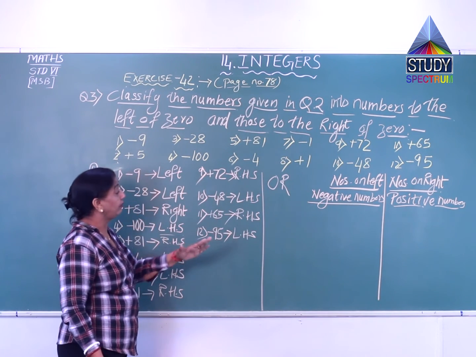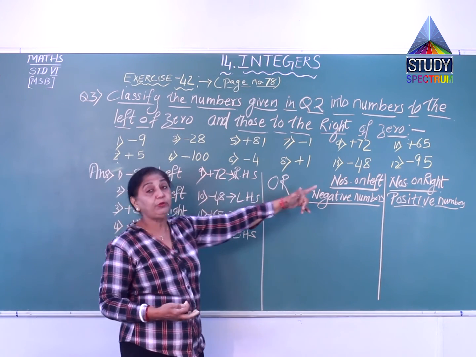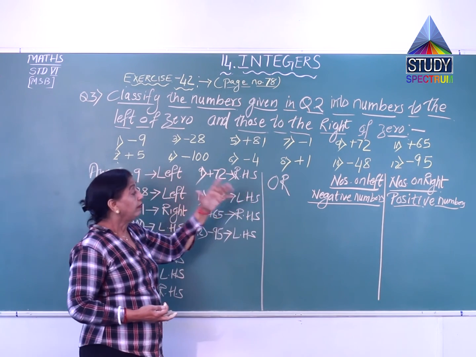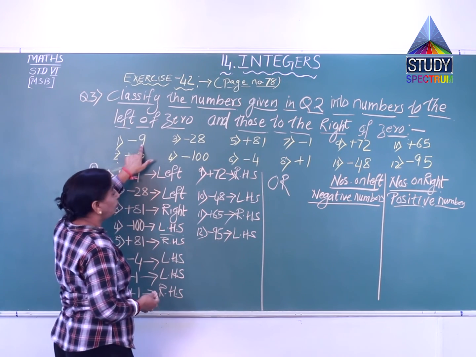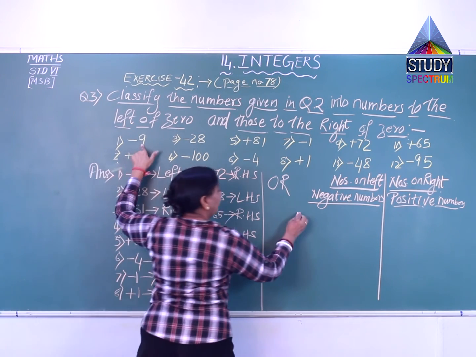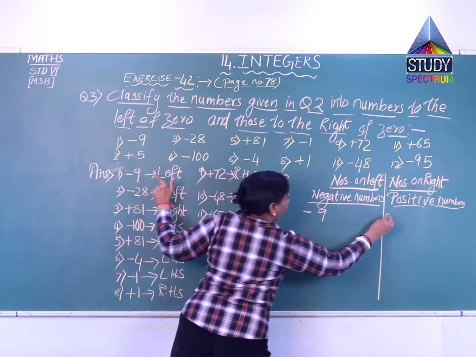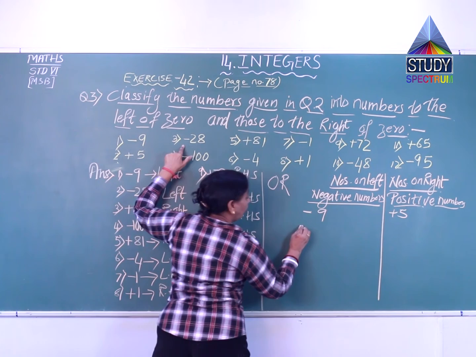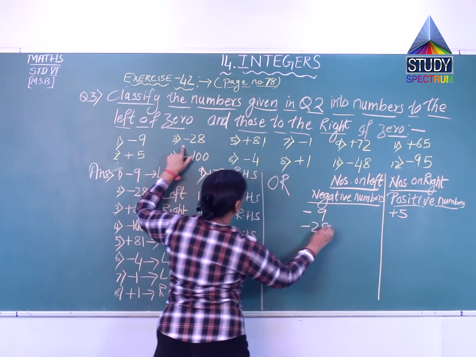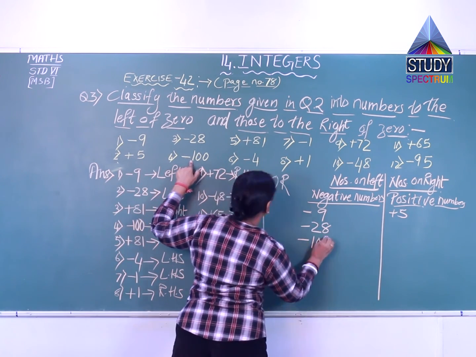So you can write that way, and you know how many questions there are? There are 12. So let's see, the 12 answers should be there. So the first one is negative. So where will it go? In this column, negative 9. Then the second one is positive, so plus 5. Then the third one is minus, so again it will come, minus 28. The fourth one is minus 100. It will come minus 100.